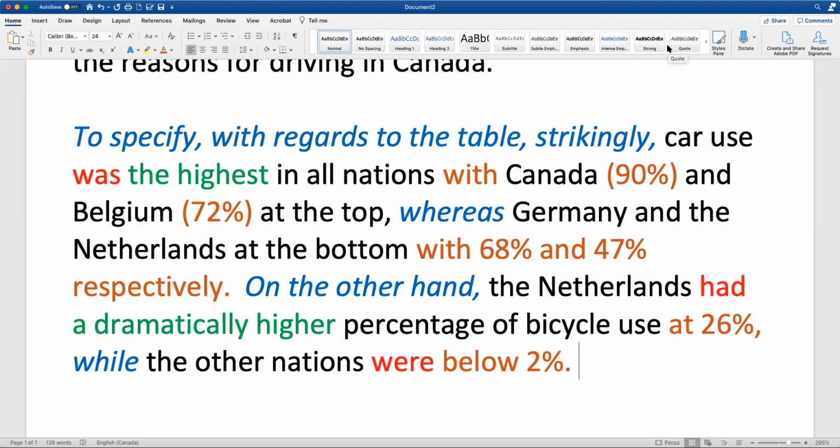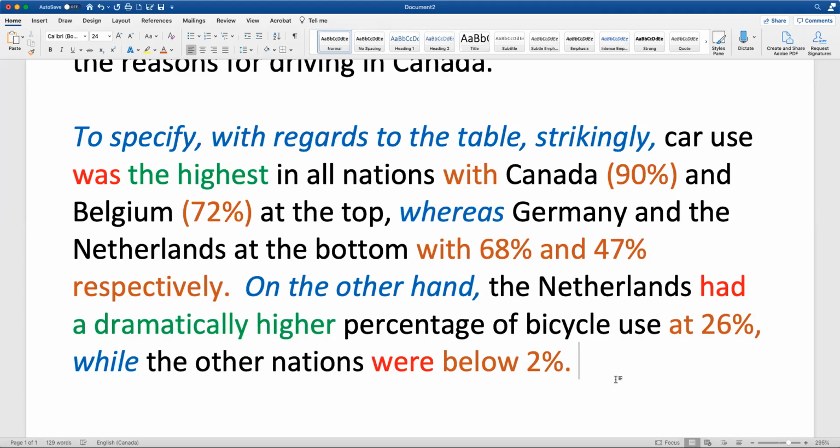Netherlands and the Belgium. You come after. 47% respectively. From respect, yeah? So respectively means, no, it's a way of expressing order. So in order, meaning Germany 68, Netherlands 47. In order.